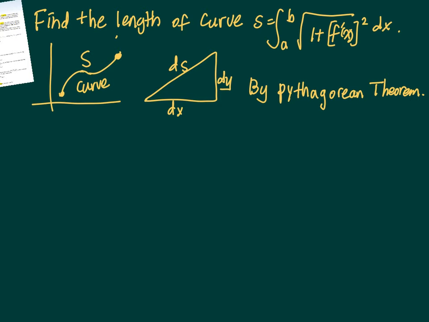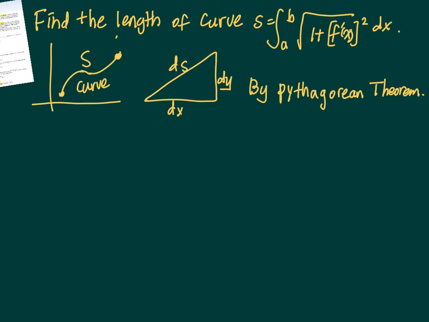Okay, let's look at the formula for arc length. Here, find the length of the curve. The formula is the integral from a to b of the square root of 1 plus f prime of x, the quantity squared, dx. Let me prove it that way so it's easier to understand. Actually, you are going to memorize that formula, but first let me explain a little bit.